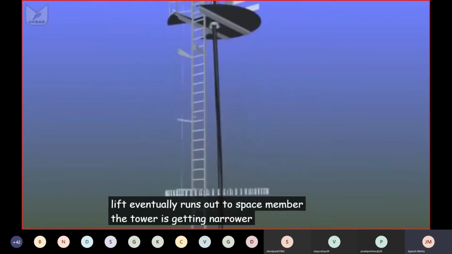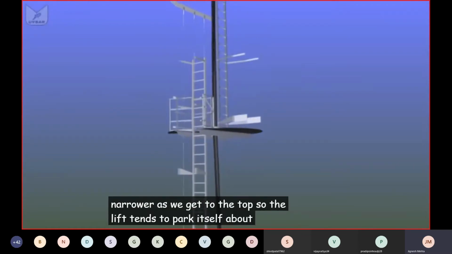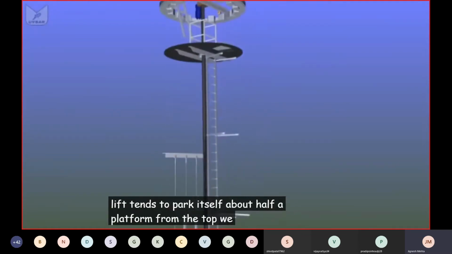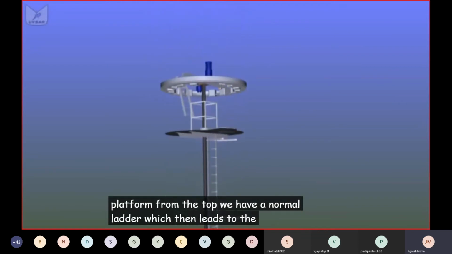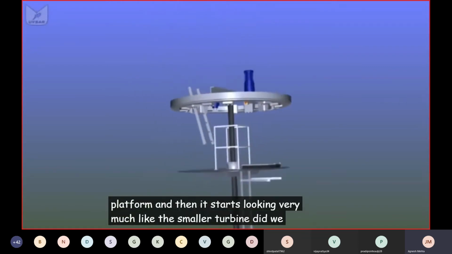Remember, the tower is getting narrower and narrower as we get to the top, so the lift tends to park itself about half a platform from the top, and we have a normal ladder which then leads to the yaw platform, and then it starts looking very much like the smaller turbine did.